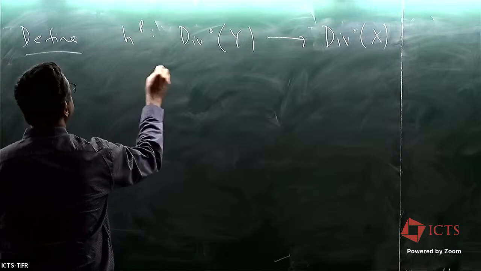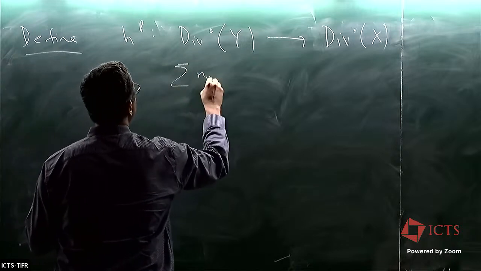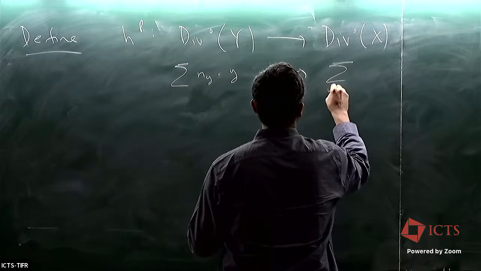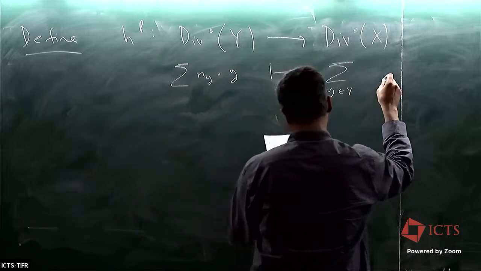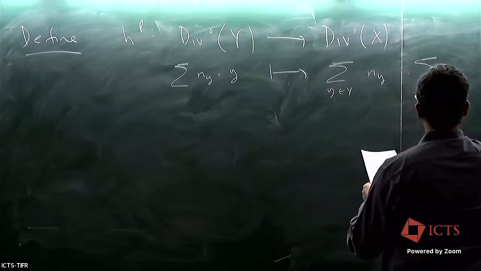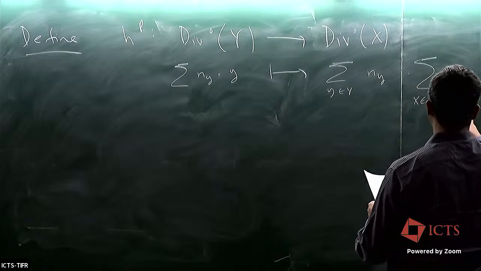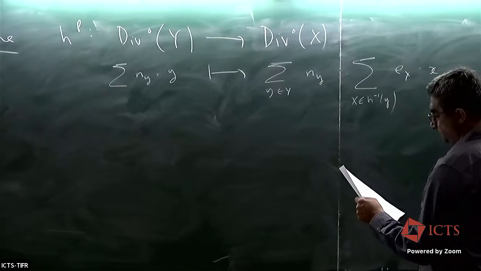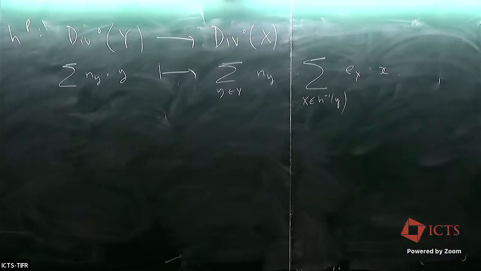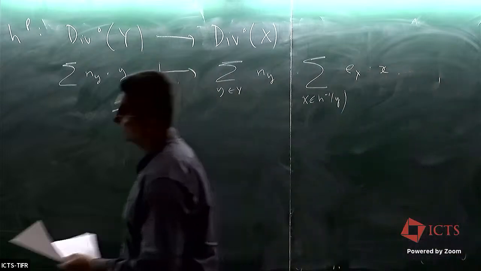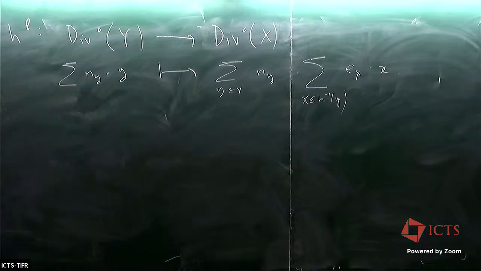So what is it? Summation n_y times y, what do you map it to? Summation over x belonging to h inverse of y of e_x times x. Okay, so that's just a formula that is being told to us. So that's what it is.